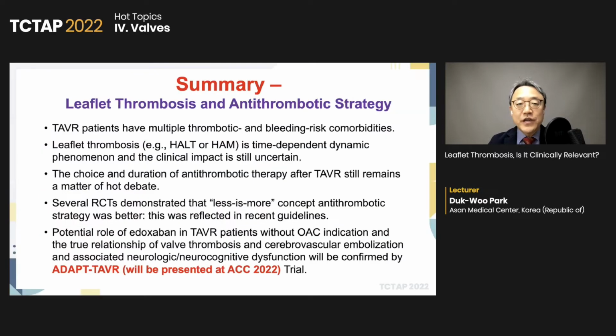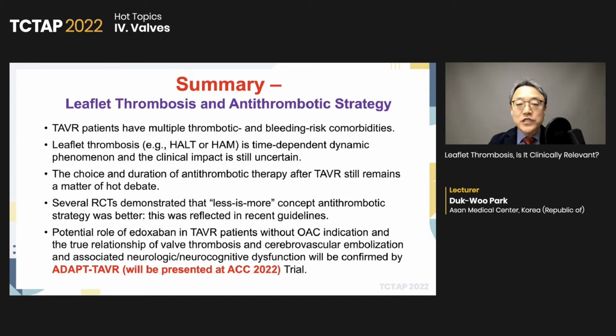So, summary: leaflet thrombosis and antithrombotic strategy. TAVR patients have multiple thrombotic and bleeding risk comorbidities. HALT or HAM is a time-dependent dynamic phenomenon. Its clinical impact is still unknown. The choice and duration of antithrombotic therapy still remains a matter of hot debate, and several RCTs demonstrate the less-is-more concept, that a simpler antithrombotic strategy was better. This is reflected in the recently updated guidelines.